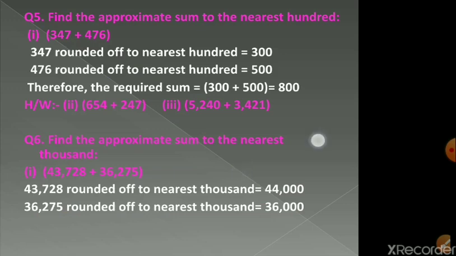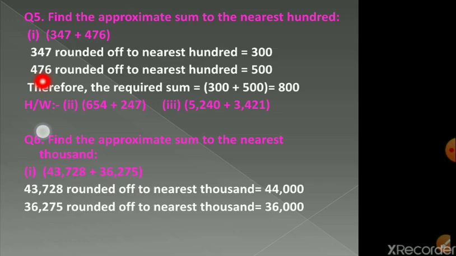Next, question number 5. Find the approximate sum to the nearest 100. Now converting these two numbers into nearest 100. So 347, see the tens place, which is having 4, which is less than 5. Hence, after rounding off, this number will become 300.